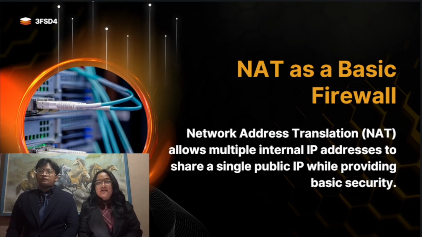Next one is NAT as a basic firewall. Network address translation, or NAT, allows multiple internal IP addresses to share a single public IP while providing basic security. So NAT has a rule: he will never let a stranger from the street or internet just walk into the office. The exception is he will only open the door for someone from outside if that person is an expected guest. So the conclusion is this automatically blocks almost all random attacks from the internet.